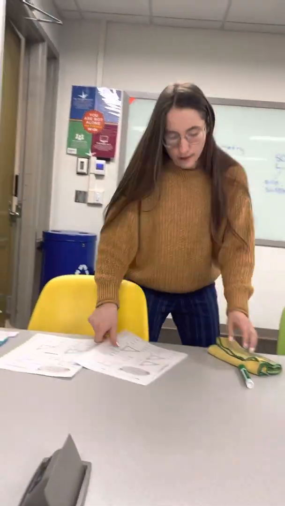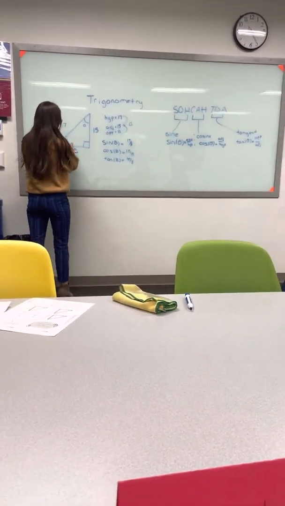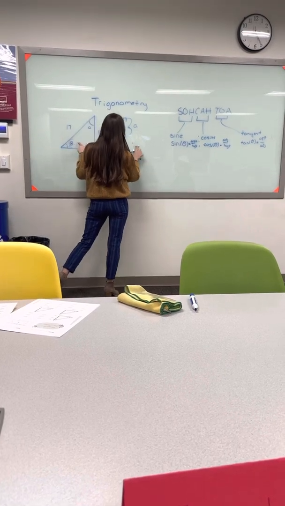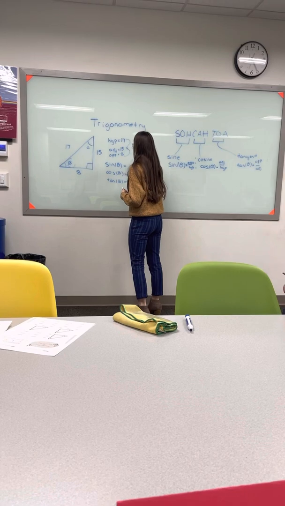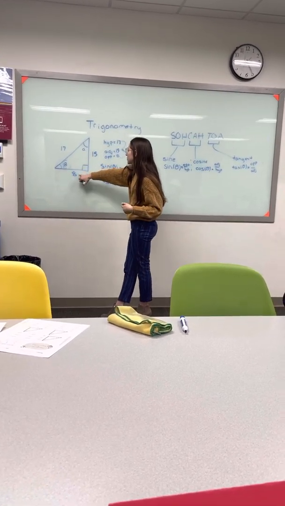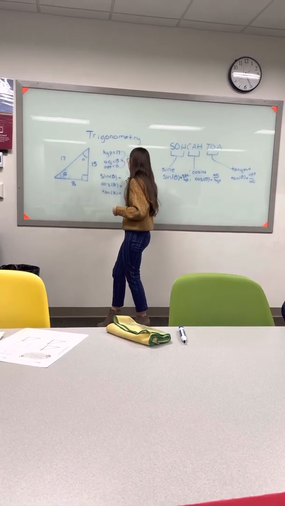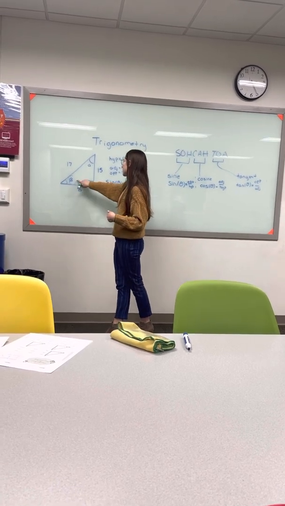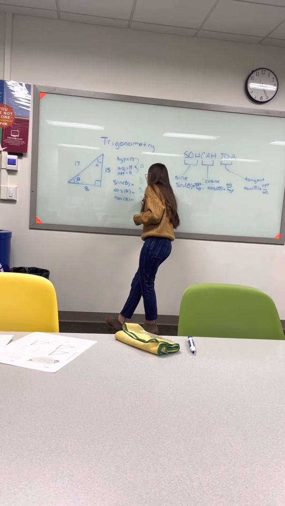Sounds good. All right. So sine beta is going to be opposite over hypotenuse. So it'll be 15 over 17. And then cosine is going to be adjacent over hypotenuse. So you just had those flipped, so it's 8 over 17. And then tangent is opposite over adjacent, so 15 over 8.